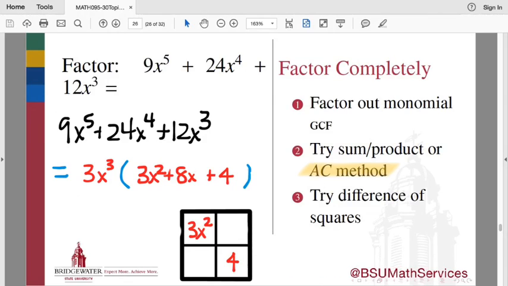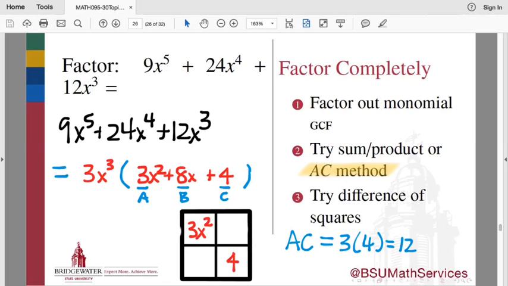So this is where the AC method comes in. And the way the AC method works is we identify the 3 coefficients of this polynomial, which we usually call A, B, and C, respectively. A is the coefficient of the x squared, b is the coefficient of the first power of x, and c is the constant. And we multiply together the a times the c. So 3 times 4, 12.